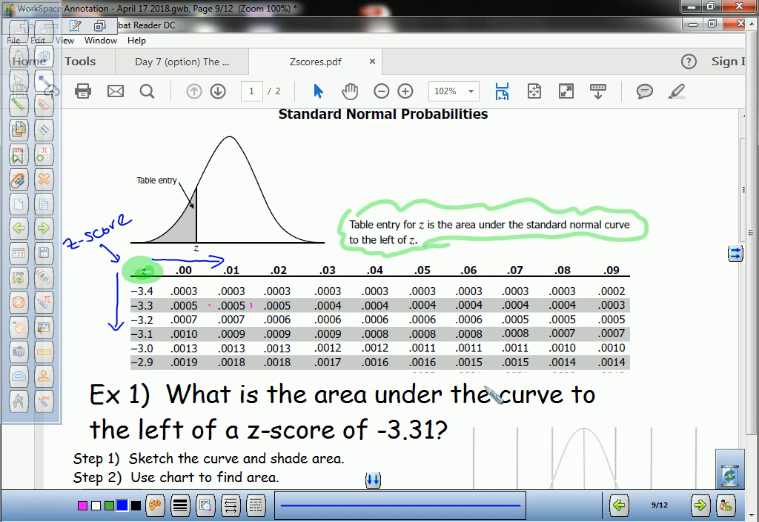When I find that number, what this number represents is the area under the standard normal curve to the left of the z-score. Remember when we talked about area under the curve? We said the area under the curve is equal to the probability, which is the same as the percentage, right? So this area under the curve is going to be very helpful for us.